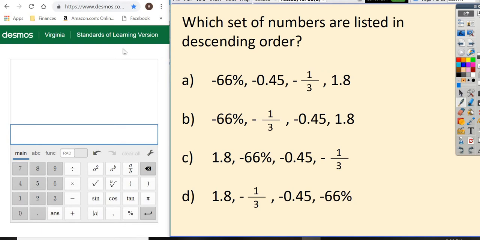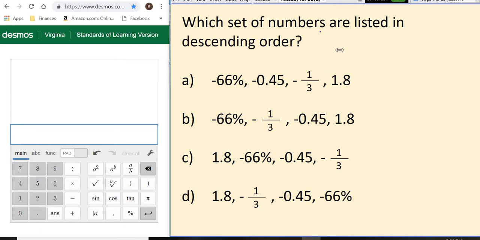So the first thing I would do here is I'd say descending means we're going down. We're going from big to small. Okay? Then I'm going to notice that all of these numbers are the same. So I'm just going to put all four numbers in my calculator.